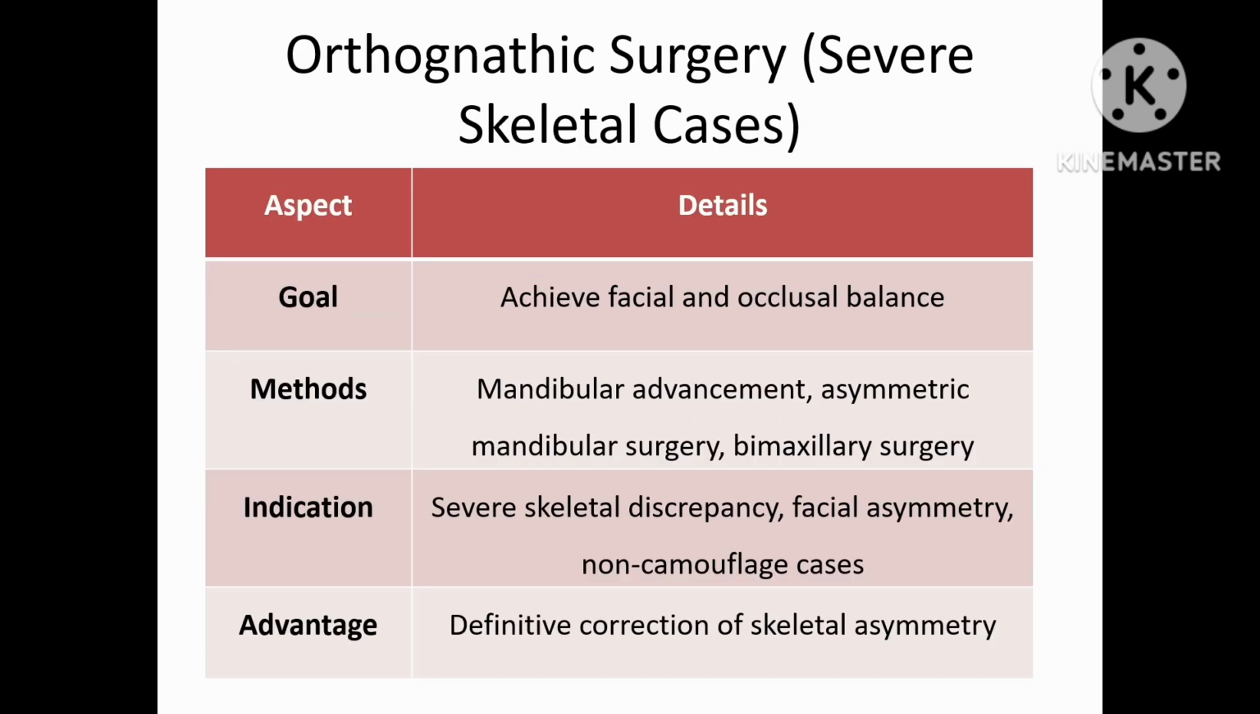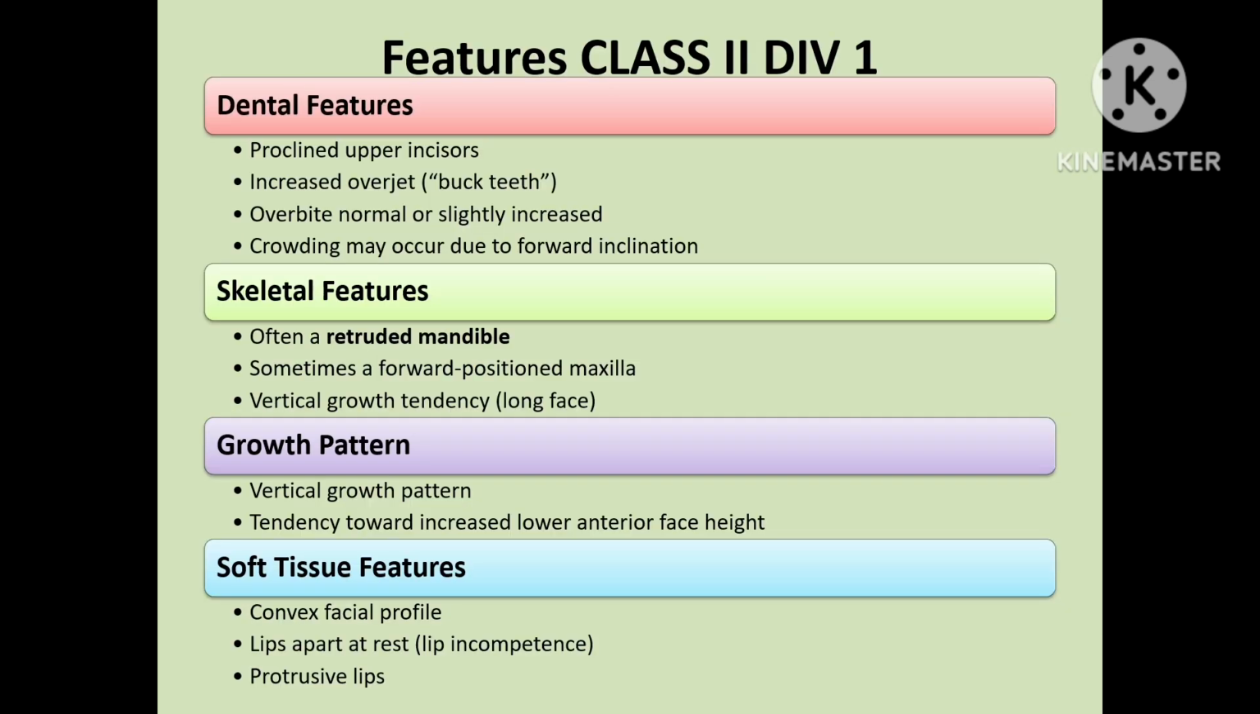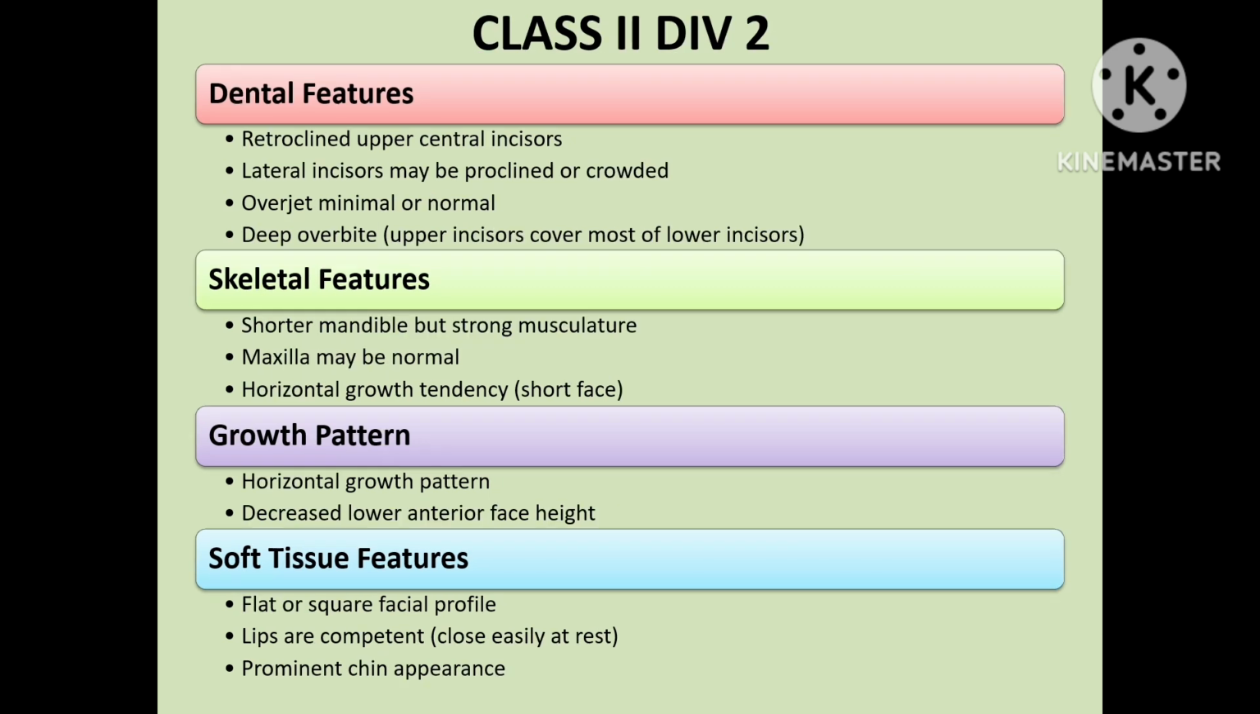When the skeletal discrepancy is severe with marked asymmetry, orthognathic surgery such as mandibular advancement, asymmetric mandibular correction, or bimaxillary surgery is required for definitive correction. Finally, in all cases, retention is essential to maintain the corrected midline and prevent relapse, using either removable or fixed retainers. So this was all about class 2 malocclusion, its types and its management.